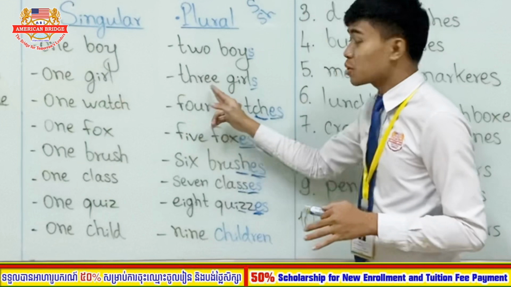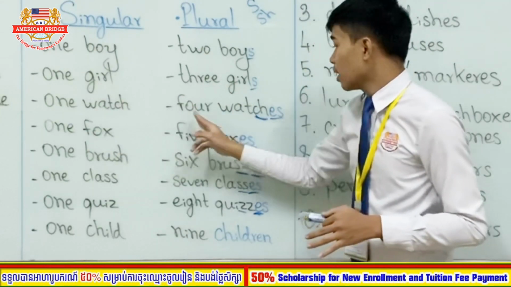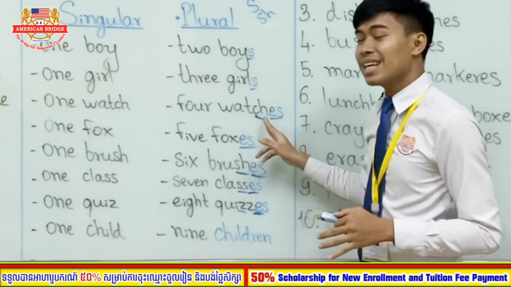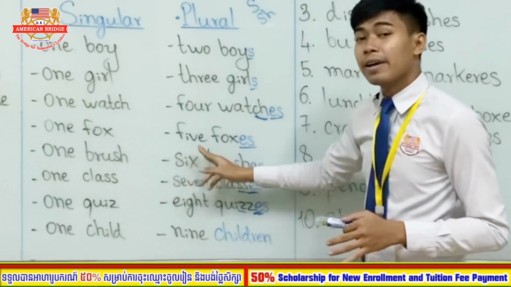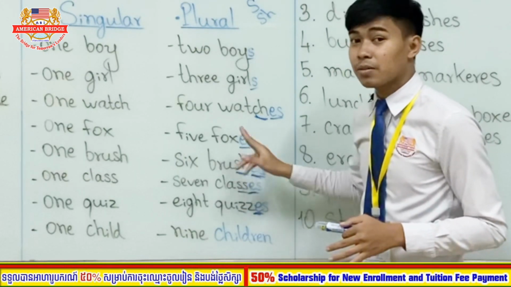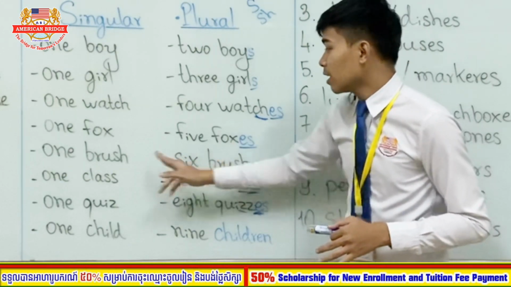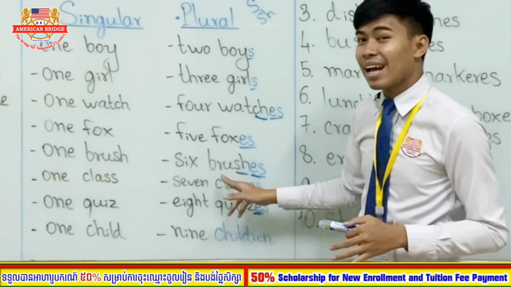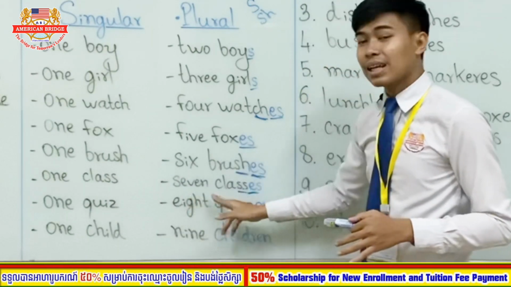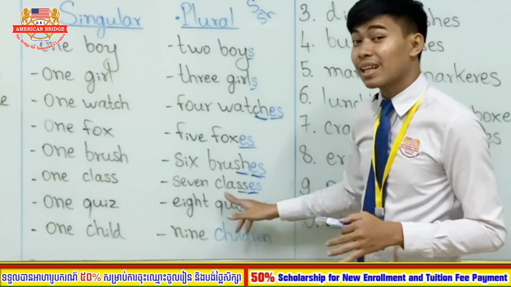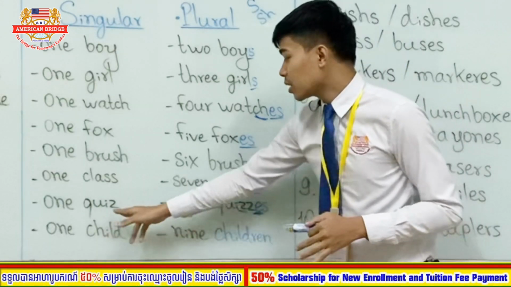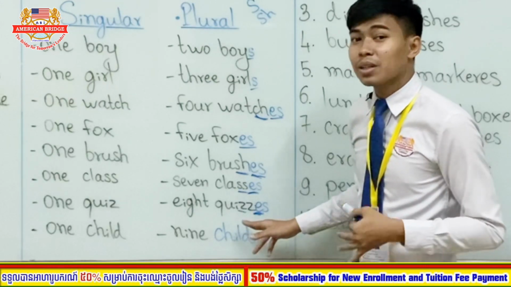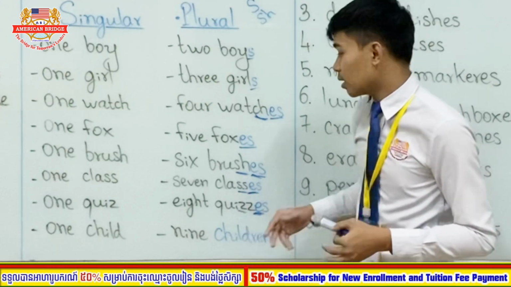One girl, 3 girls. Okay. One watch, 4 watches. Why do we add es? Because the word watch ends with letter ch, right? One fox, 5 foxes. Because the word fox ends with letter x, right? One brush, 6 brushes. Because the word brush ends with letter sh, right? One class, 7 classes. Because the word class ends with letter s, right? One quiz, 8 quizzes. Why do we add es? Because the word quiz ends with letter z, and you have to double letter z.